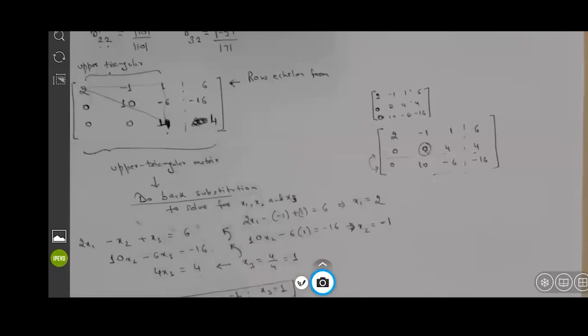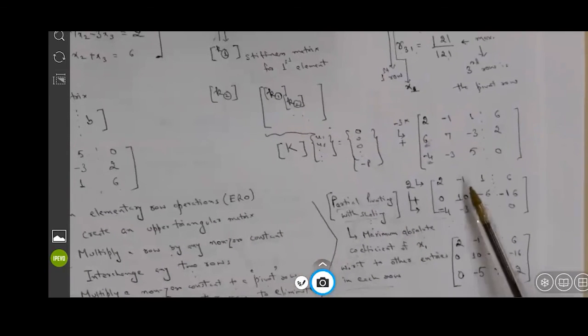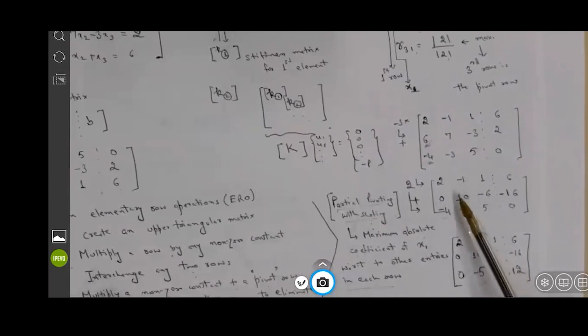Does that make sense? It makes sense. Thank you. The only reason this specific technique is used is to make sure that the diagonal elements are positive, or rather non-zero. Basically, the dominant numbers are numbers which are non-zero.